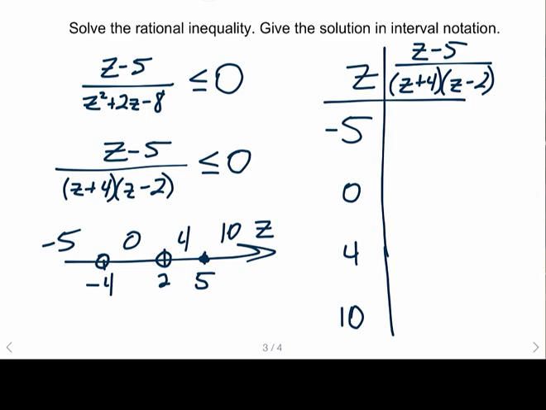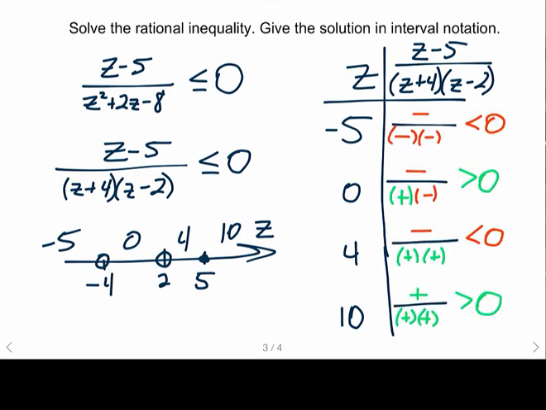Let me go ahead and whip through that. And if you haven't already done so, I leave it to you to confirm that values to the left of negative 4 will yield a negative output. Values between negative 4 and 2 will yield a positive output. Between 2 and 5, a negative output, and to the right of 5, a positive output. At this point, you're probably wondering, does it always alternate? I can tell you from experience, no, it doesn't. Do the math. Check it.